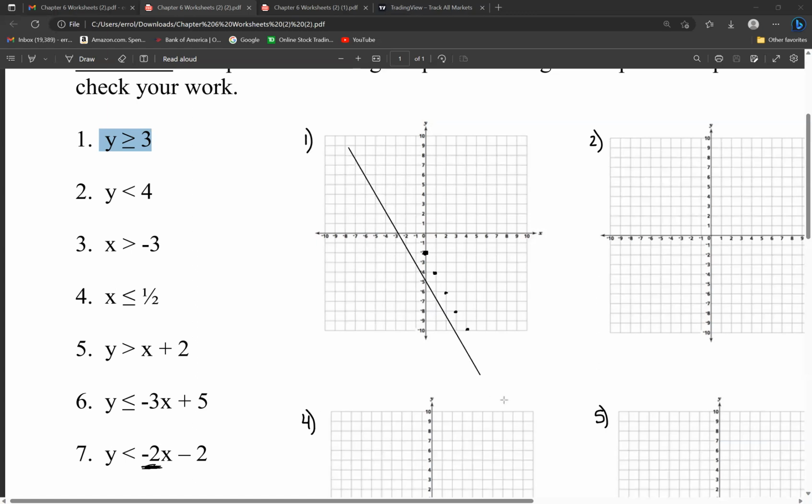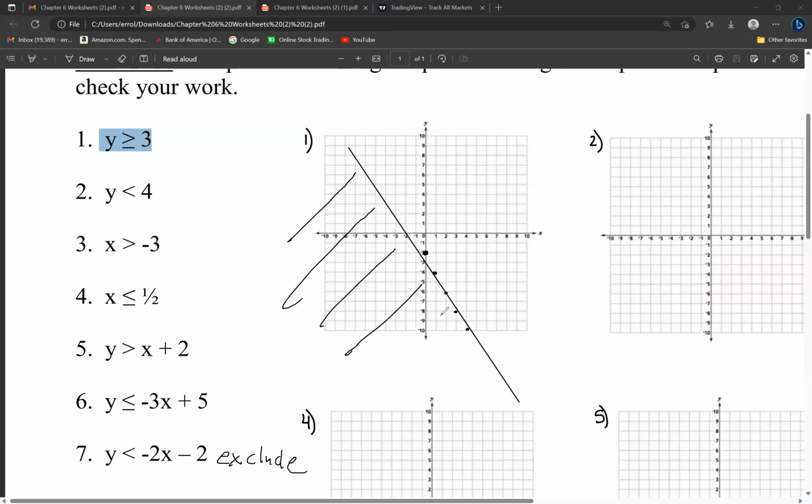Is the line above that or below that? It says less than, so below it. Good. Does it include the line or exclude the line? Exclude the line, so it does not include the line. All that stuff below. Make sense? Yeah. All right, that's 7.